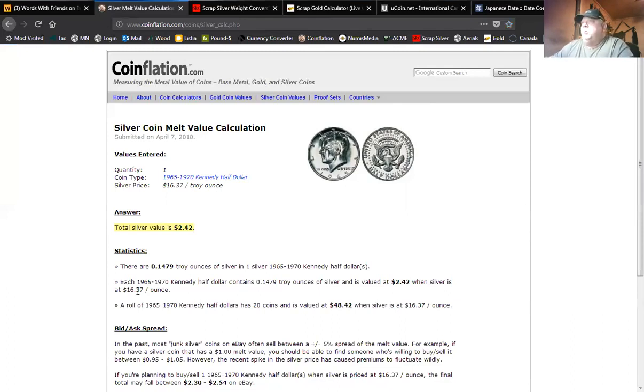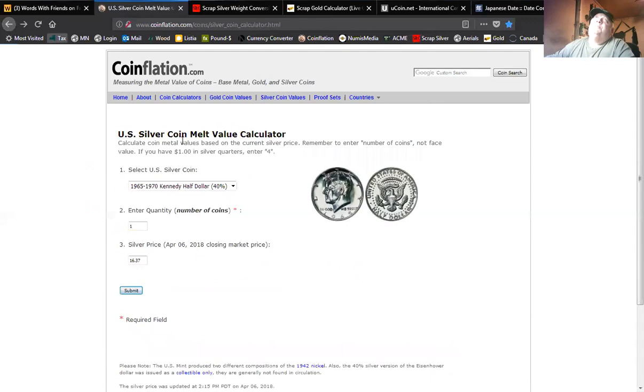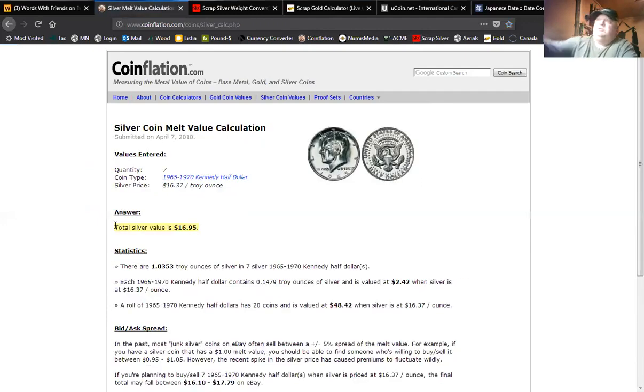So, the 40% are, you've got to have at least 7 of them. Let's figure this out. Let's go back to make 1 troy ounce of silver. I think the key value is going to be 7. We're going for the price of $16.37. So 7 half dollars. Yeah, see, $16.95. So almost 7 half dollars is equivalent to 1 ounce of silver at $16.95.